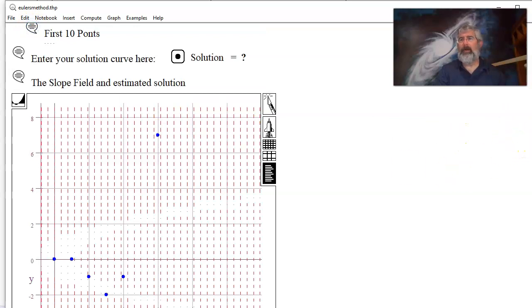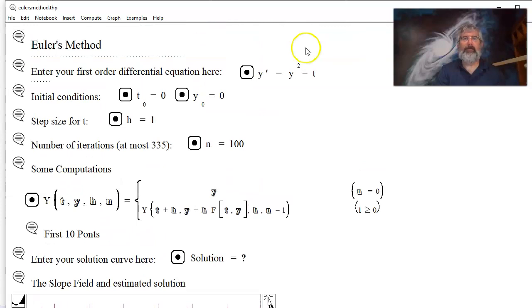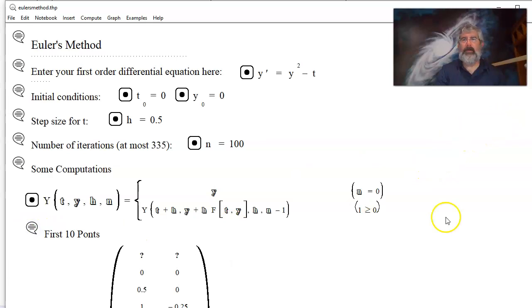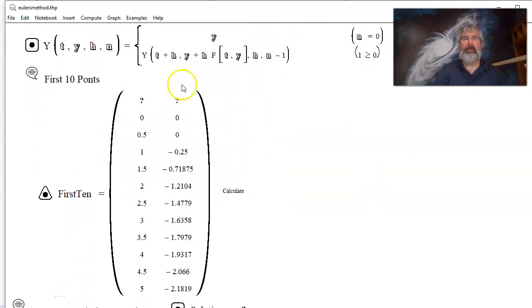And let's try this with a smaller step size. So rather than a step size of 1, how about if I do a step size of a half? Let's say 0.5 here. Okay. All the calculations are the same. The first calculation is similar, I should say, right? First 10 points, you're getting these t values.